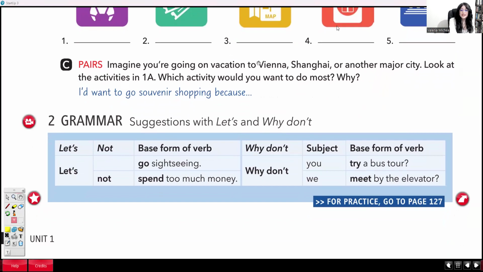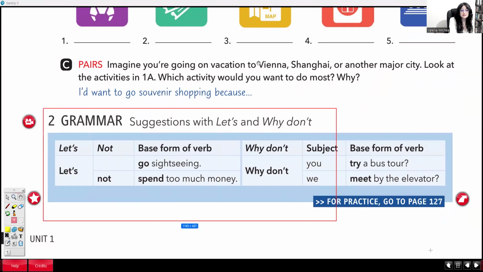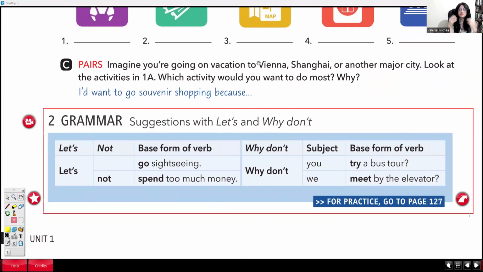So, here on the book, the grammar box tonight is this one, and it's very brief because it's something that you can add to your vocabulary very easily. It's not complicated at all. So it's making suggestions. When you want to do something with somebody, but you haven't decided what to do, then you can make suggestions. And to make suggestions, you can use let's and why don't.